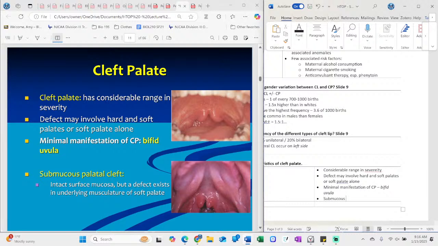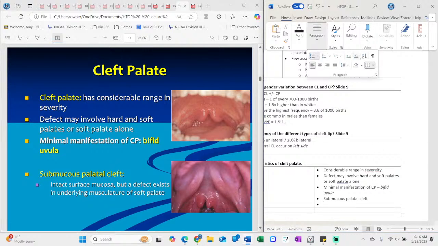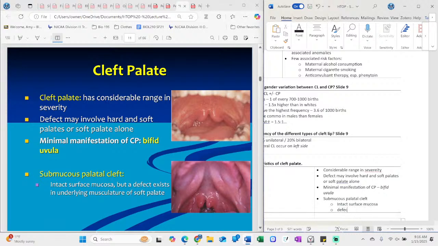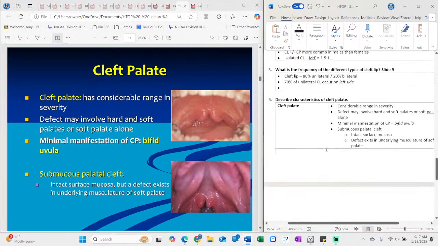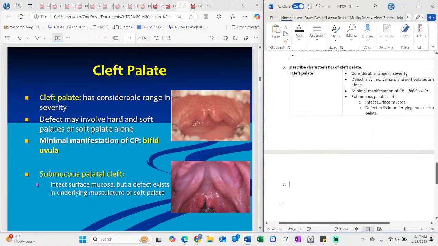Another kind of clefting that you may see is called submucosal cleft palate, or submucous palatal cleft, and this is what it looks like. So you will not obviously see any kind of clefting in the palate, but you will see a V-shaped indentation on the palate, which is because there is clefting in the muscles of the soft palate, but there's no clefting in the bone. The clefting does not extend to the bone. That's why you see this kind of submucous cleft palate. And in this patient, you can also see a bifid uvula here.